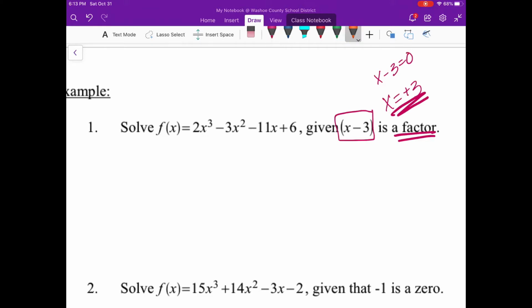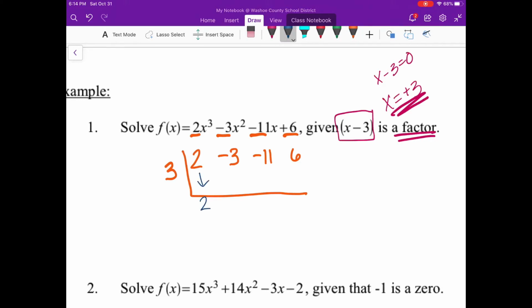So I'm going to go into synthetic division. These are my coefficients, making sure that it doesn't skip one or anything, that I don't need a placeholder. Okay, so I'm going to do my synthetic division, and I'm going to divide by 3 here. So going through, bring down the 2, multiply 2 times 3 is 6, add negative 3 plus 6 is 3, multiply 3 times 3 is 9, add, I get negative 2, 6 times negative 2 is a negative 6, and when I add, my remainder is 0.